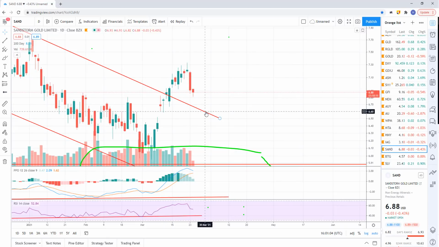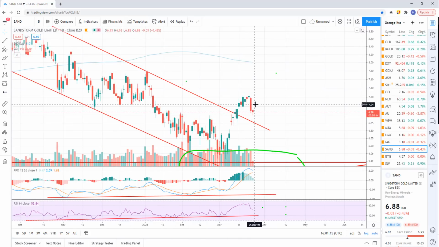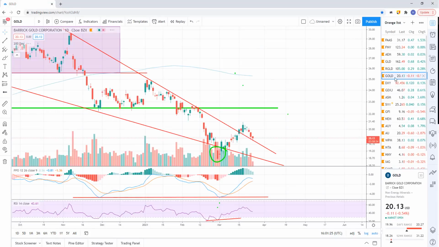So some of these miners look like they're already starting to make the run higher, and that happens a lot. The miners can run ahead of the actual metal, and I think that's what I'm seeing. That's why I started buying the miners a couple weeks ago. Not all the miners look like that, but many do.